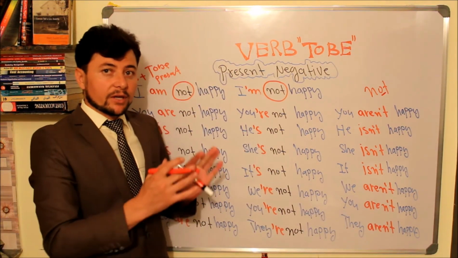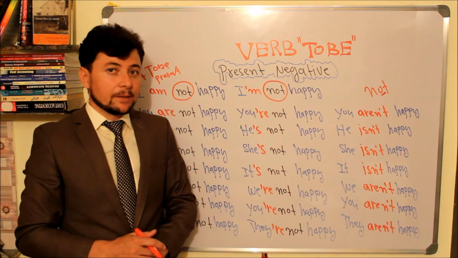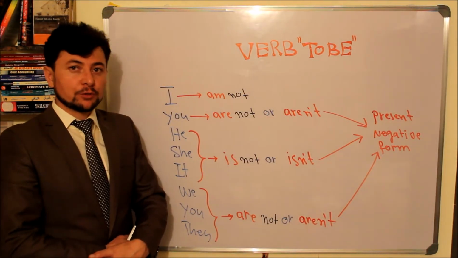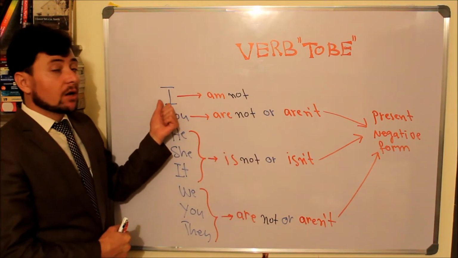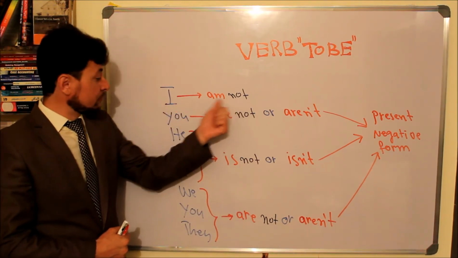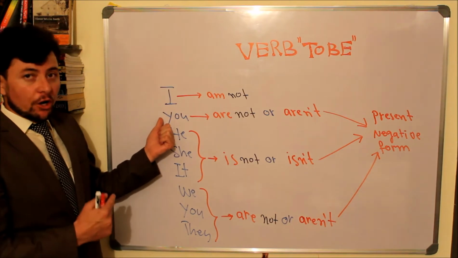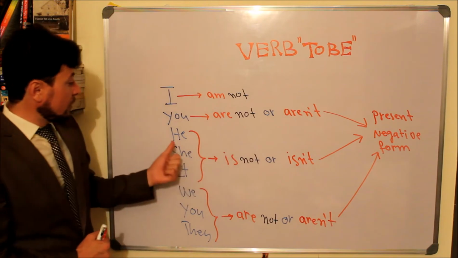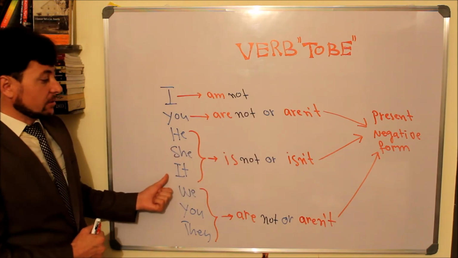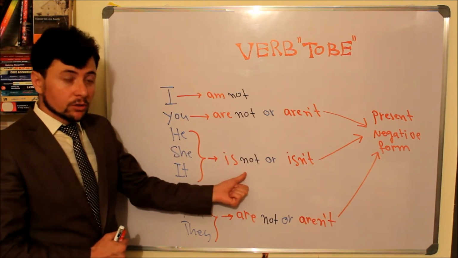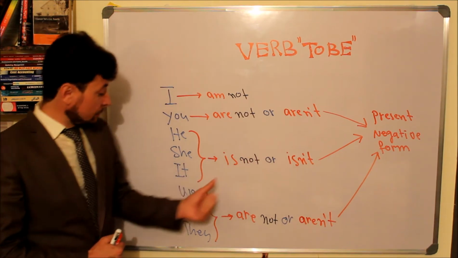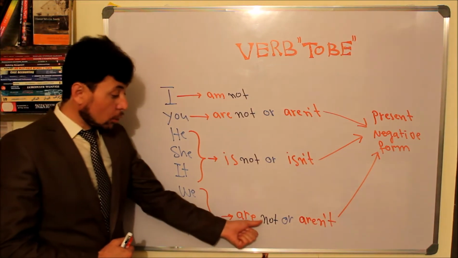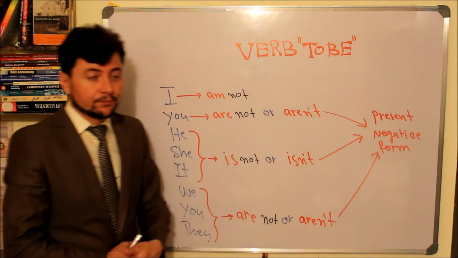Now, let's have a look at the form of negative clearly. This is the form for present negative form of verb to be. For the subject I, we use am not. For the subject you, we use either are not or aren't. For the subjects he, she, it, we can use is not or isn't. For subjects we, you, they, we can use are not or aren't.